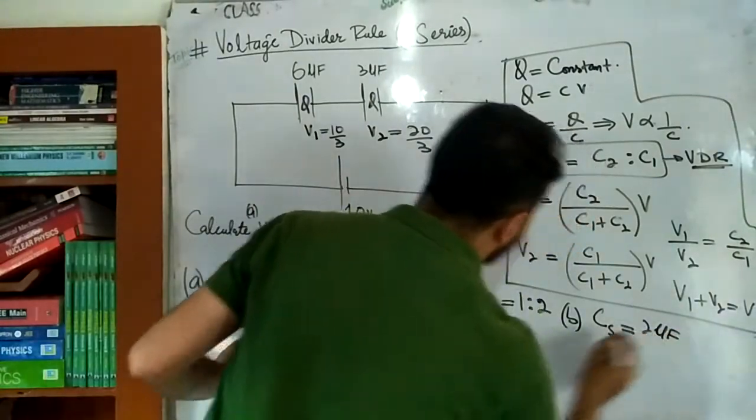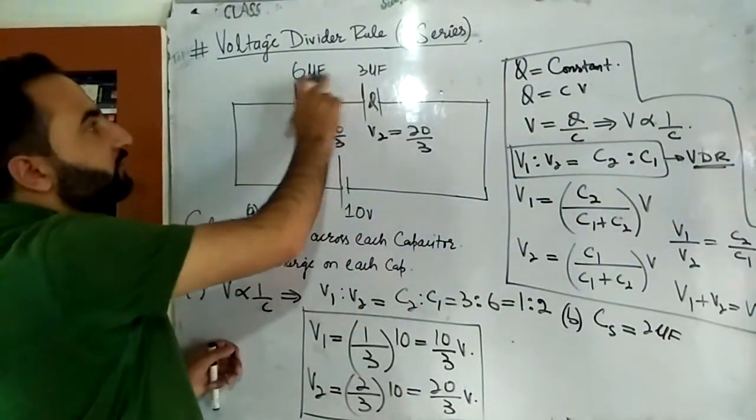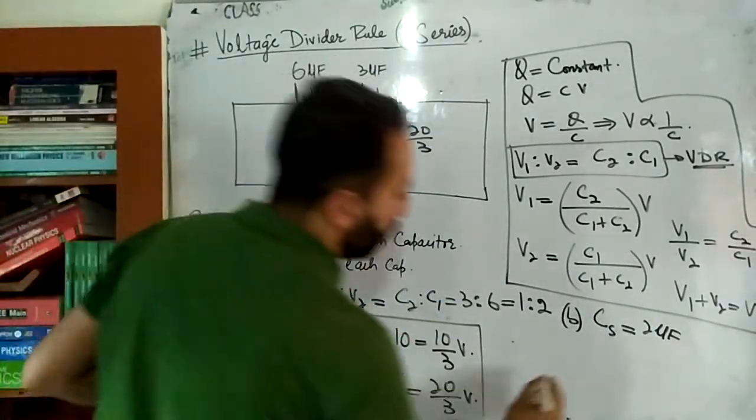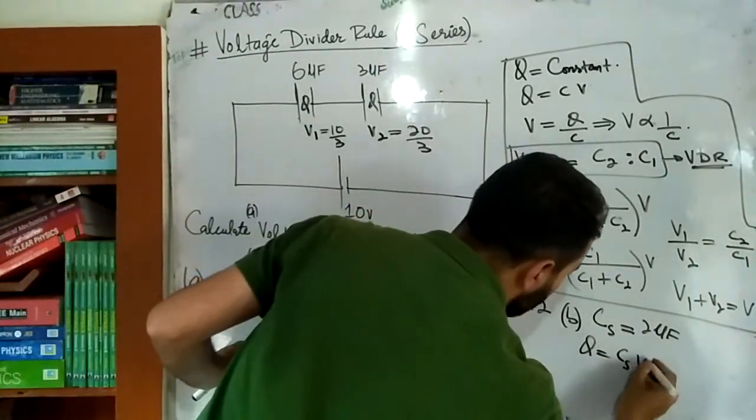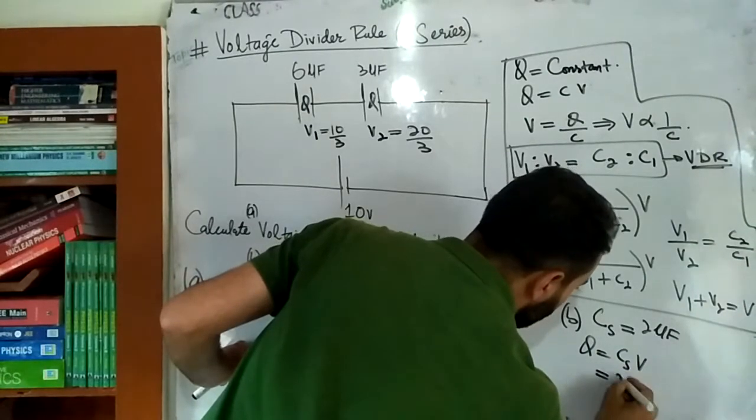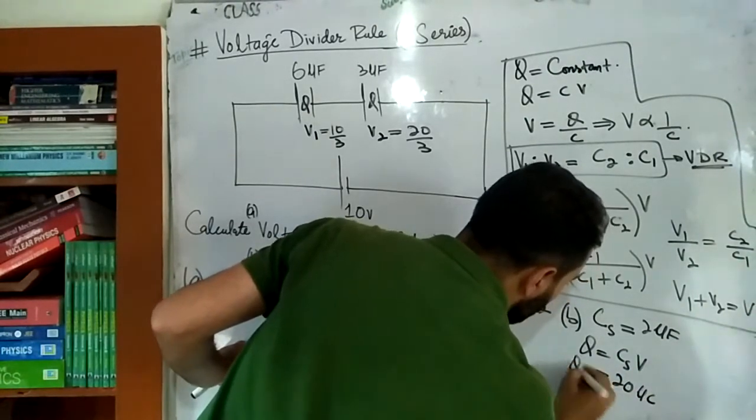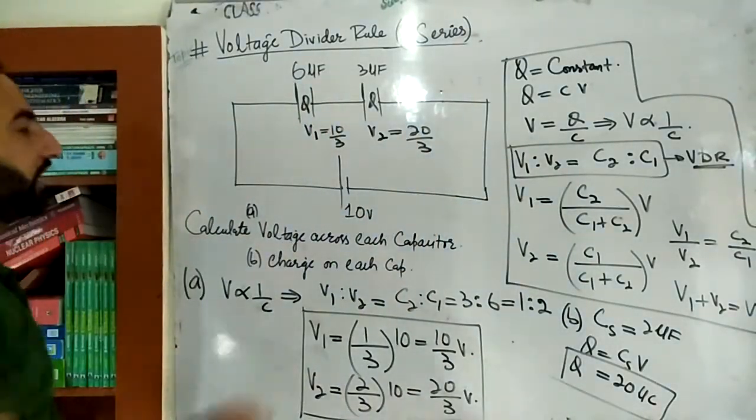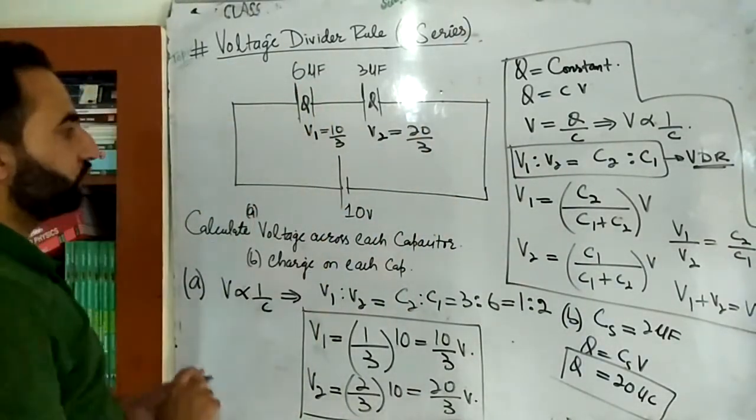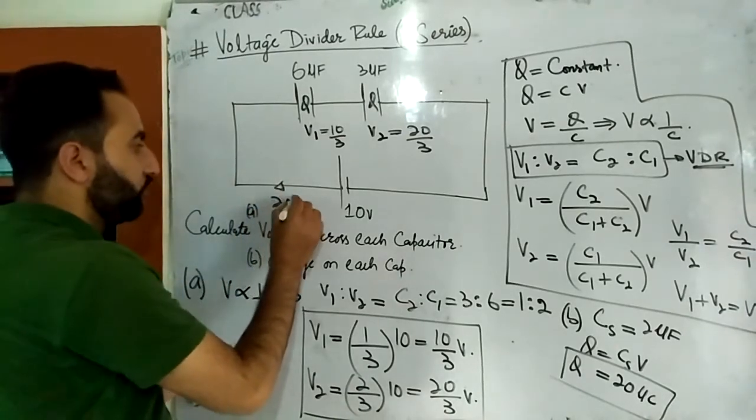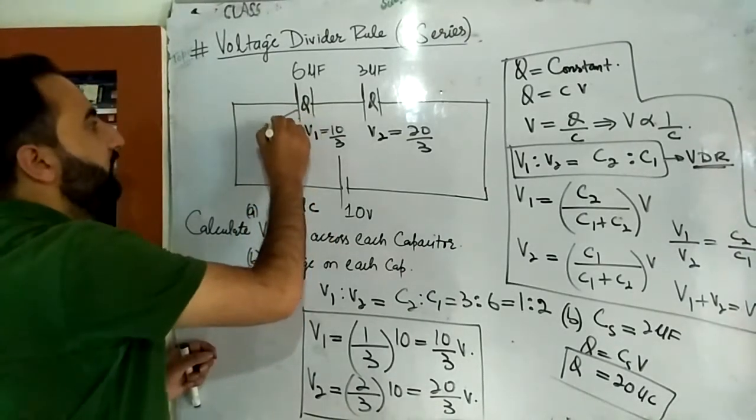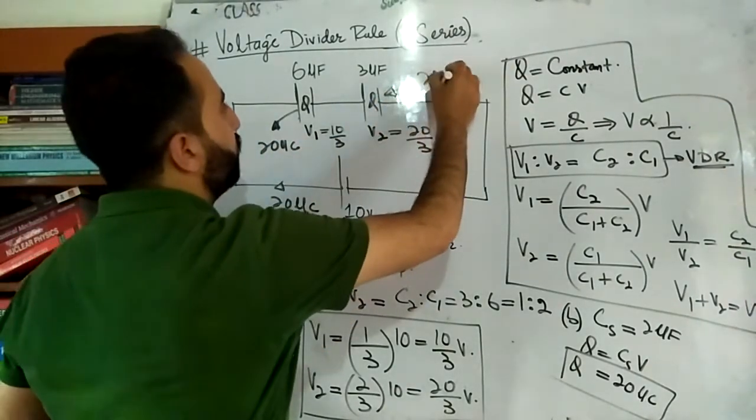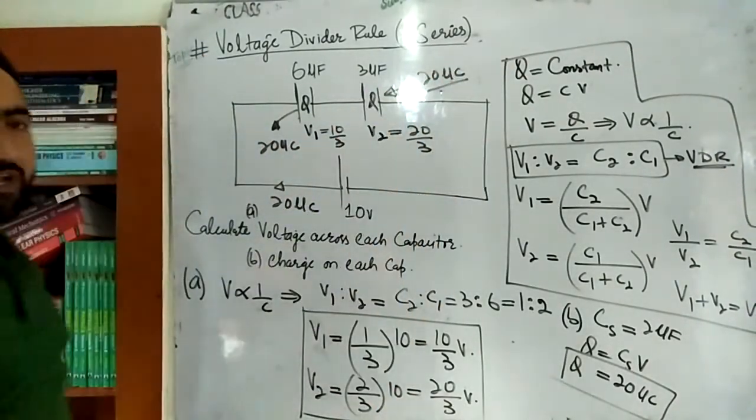Product divided by sum: 6 3s are 18, 6 plus 3 is 9, 18 by 9 is 2. Then Q will be simply equal to CS multiplied by V, which is 2 into 10 is 20, so 20 microcoulomb. So the charge on each capacitor will be 20 microcoulomb. That means the charge supplied by the battery is 20 microcoulomb, and the charge on each capacitor is also 20 microcoulomb. Simple.